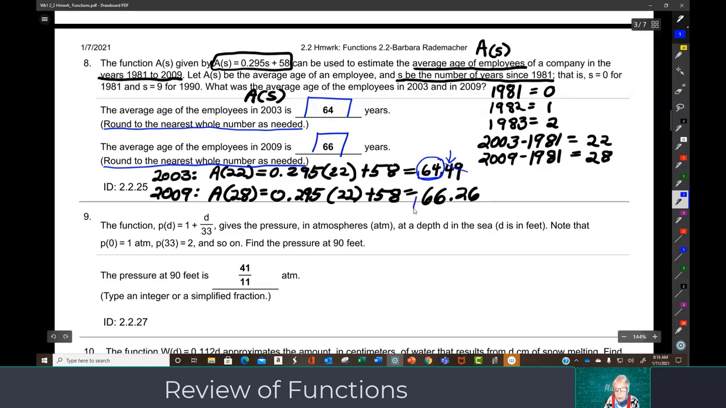Same thing here. Here's the whole number part. The number immediately to the right is a 2. 2 is too small to round a number up to the next number. So we stay with 66, and that's how they get this answer. And that's the whole story of A of S right here, number 8, which is number 8 in the homework.